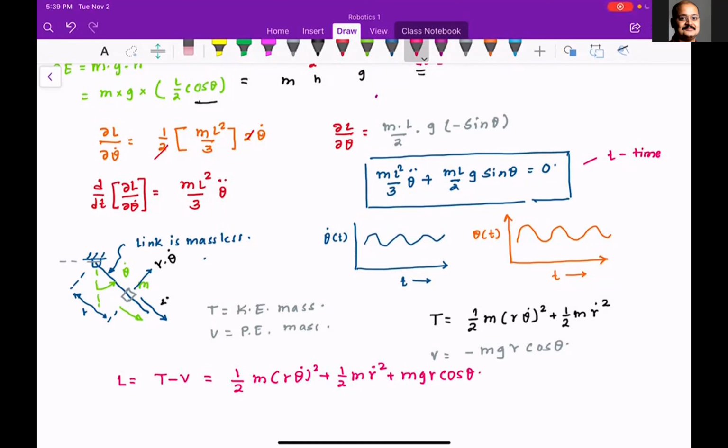Now here comes the question. What is the biggest difference between the problem we just solved and the problem we have? There are 4 states now. There is theta, theta dot, r, and r dot. Once again, can you see that theta is a function of time, r is a function of time, theta dot is a function of time, and r dot is a function of time. Everyone understood this?